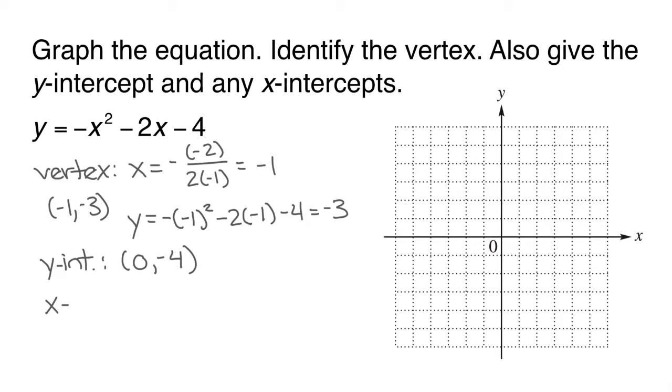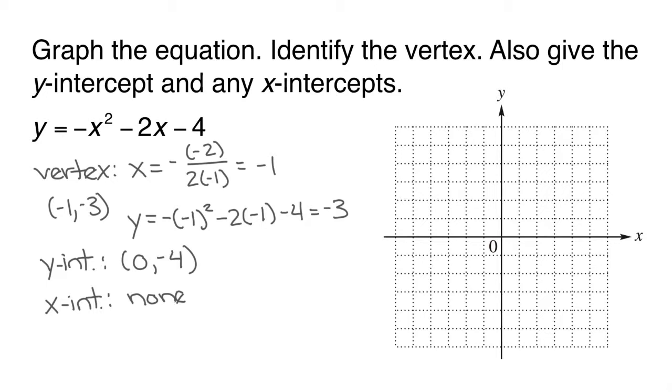We can then find our x-intercept. Our x-intercept is the point where y is equal to 0. So we would have 0 equals negative x squared minus 2x minus 4. There's no solution to this equation, and therefore there is no x-intercept.